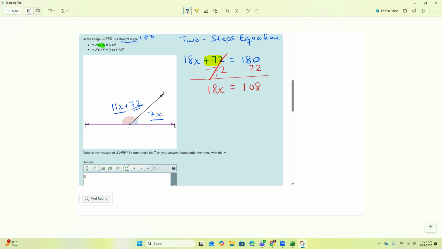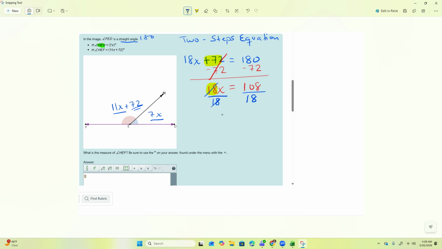Second step, now I'm gonna want to get rid of the 18, which is multiplying. What's the opposite of multiplying by 18? We're gonna divide by 18. So I'm gonna divide, that's what the fraction bar means, divide by 18. Whatever you do on one side, you do on the other.